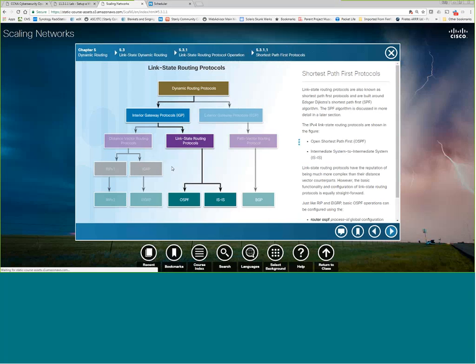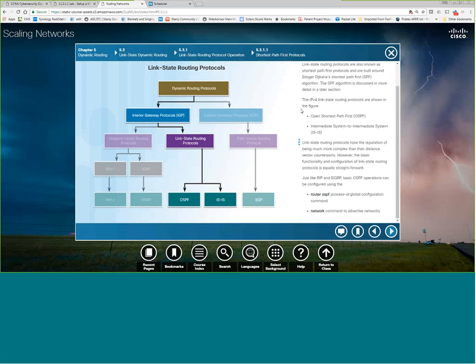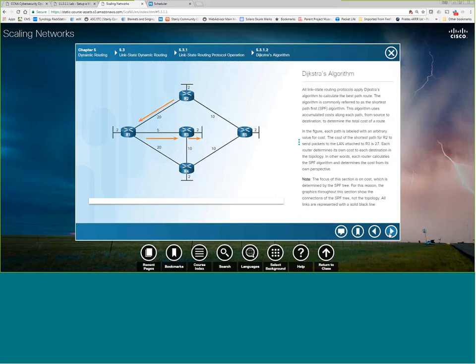All right, OSPF, or Shortest Path First, which are, by the way, OSPF and ISIS. They use the Shortest Path First. It uses what's called Dijkstra's algorithm, which is the Shortest Path First algorithm. So it builds the topology, it understands the entire topology, and then it looks for the shortest path to a destination.